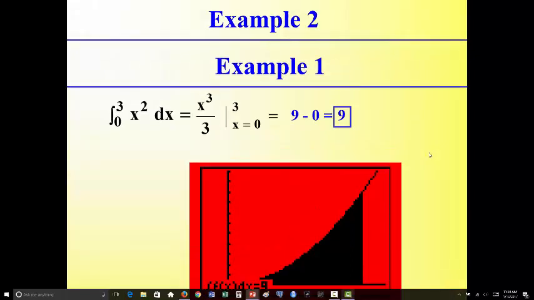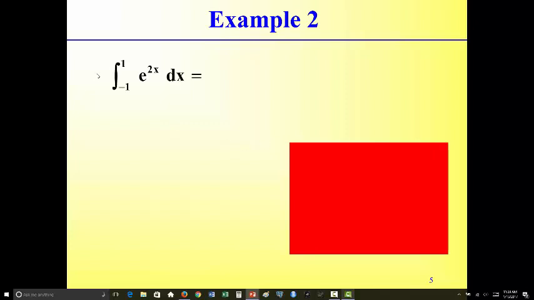All right, let's do another one. Let's integrate from negative 1 to 1 e to the 2x dx. Well, if you look back in our first lecture, e to the 2x will integrate as e to the 2x over 2, or 1/2 e to the 2x. That was just a direct application of the formula I gave you.